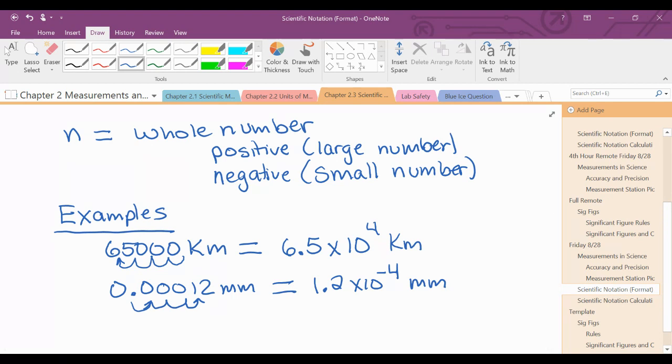So both of these have the m where it's greater than or equal to 1 but less than 10, and then we have our whole numbers for our n numbers.